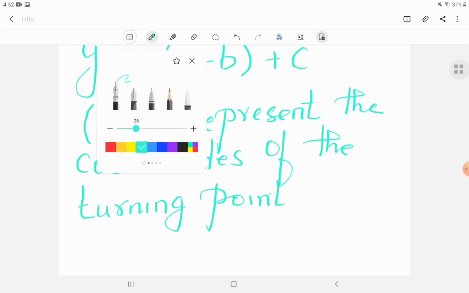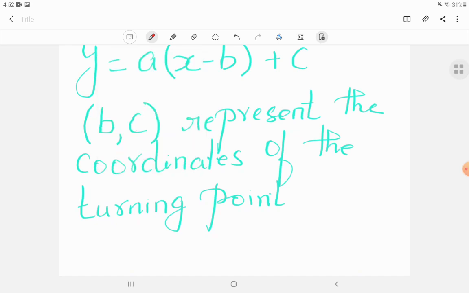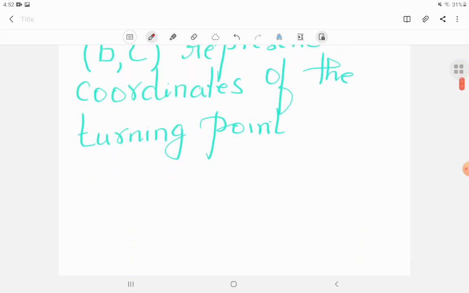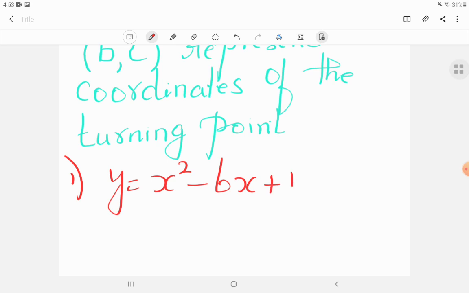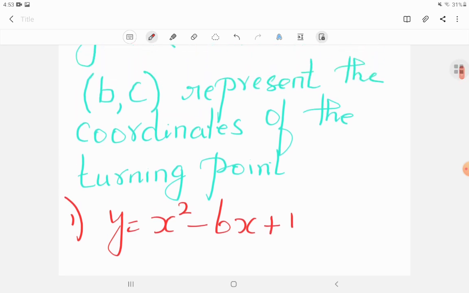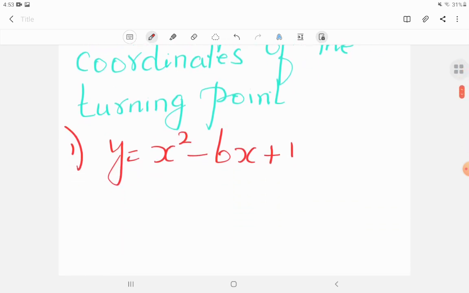Okay, so now let's look at an example where we can convert the quadratic equation into turning point form. What is the equation in here? It is y is equal to x squared minus 6x plus 1. So it's given in general form, and we need to bring it into turning point form. How do we do that?